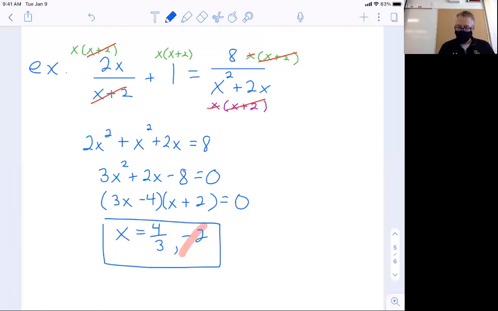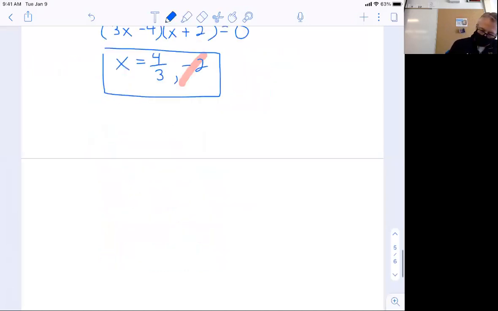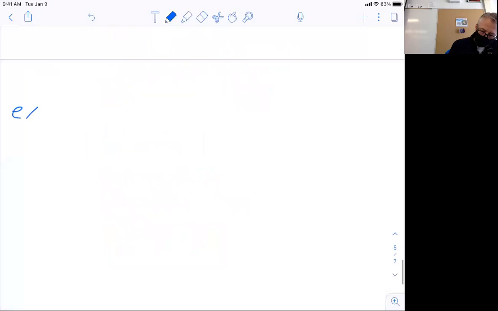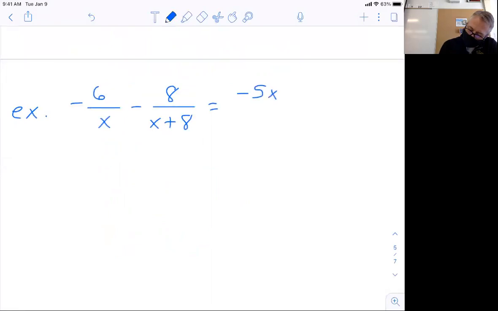All right, I'm going to do one more. All right, so let's go negative 6 over x minus 8 over x plus 8 is equal to negative 5x over x plus 8.